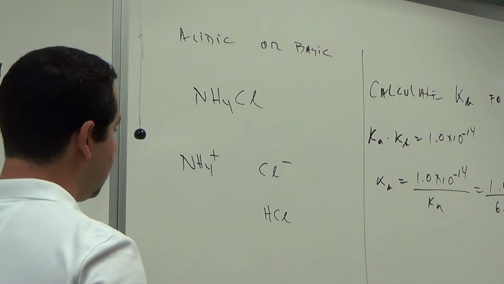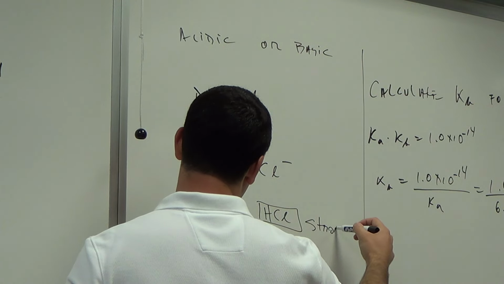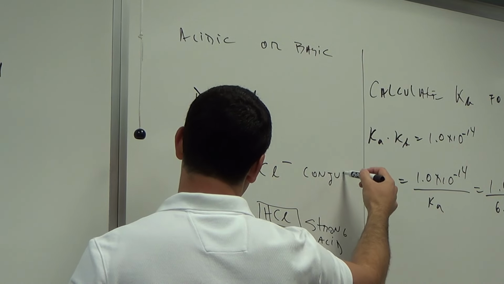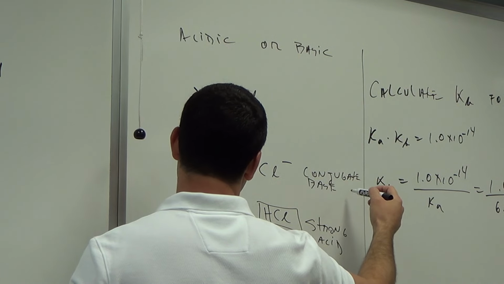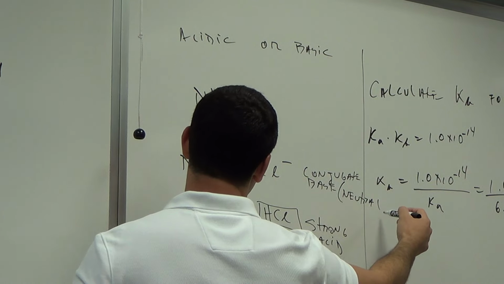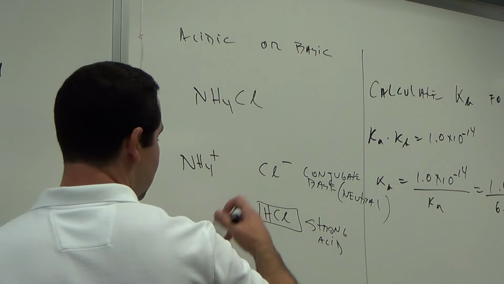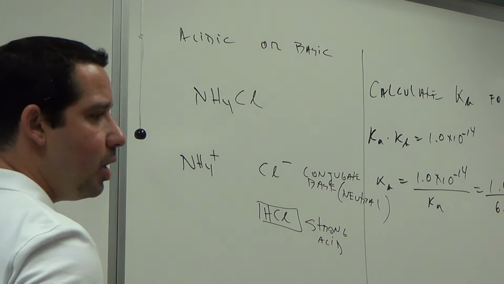Neutral. This is a strong acid, and this is the conjugate base of a strong acid. The conjugate base of a strong acid is neutral, or it has negligible basic properties. What it means is that it's not very basic, yes? So, this is not basic. It's acidic. How about NH4 plus? Where did that come from?